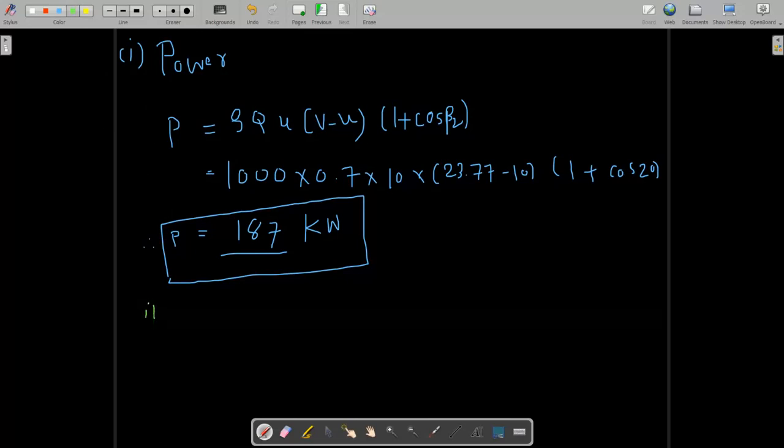Okay, so the hydraulic efficiency I am writing on the next page. So second we have to find is hydraulic efficiency. We know the hydraulic efficiency equation is given by Euler's head of the turbine divided by total head of the turbine. Now how to find the Euler's head? So first of all we have to find the Euler's head.